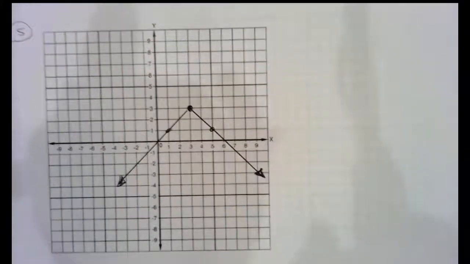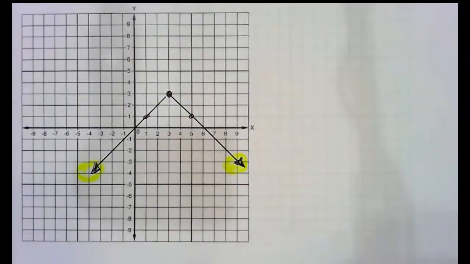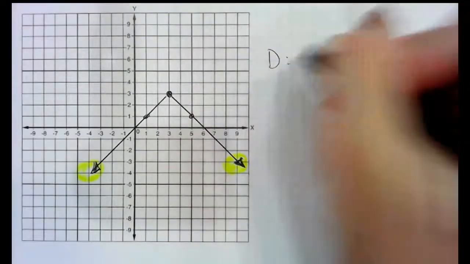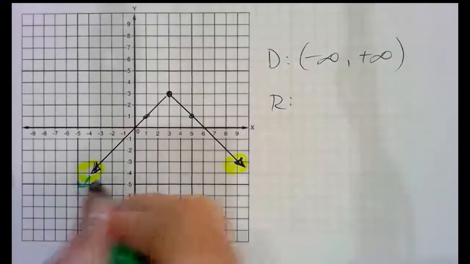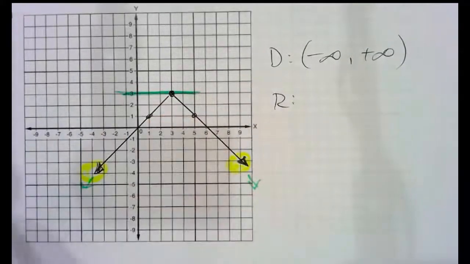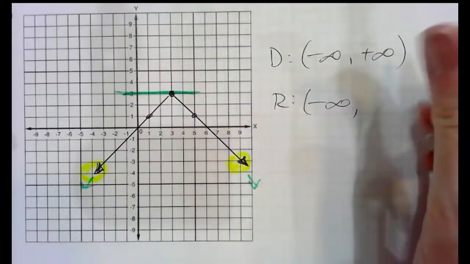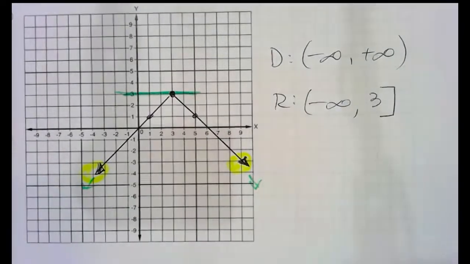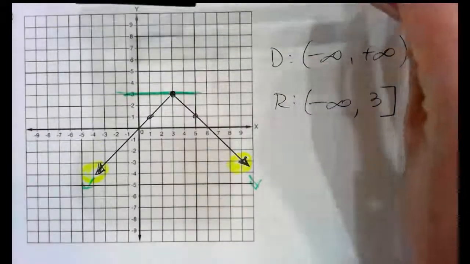The second graph, and once again, we are going to the left forever and also to the right forever. So this particular graph has an unlimited domain, negative infinity to positive infinity. But the range does have a limitation. It is going down forever, but it does have a top, and it tops out at positive 3. So our range starts at negative infinity, but goes to positive 3 inclusive. So once again, domain left to right, range bottom to top.